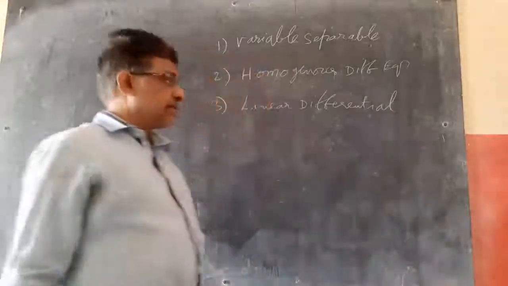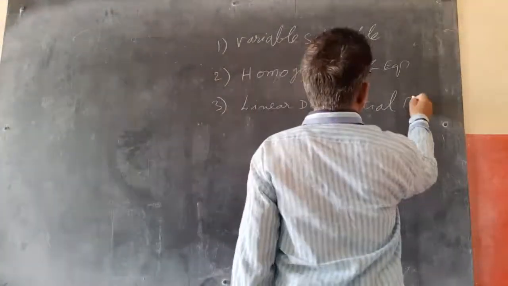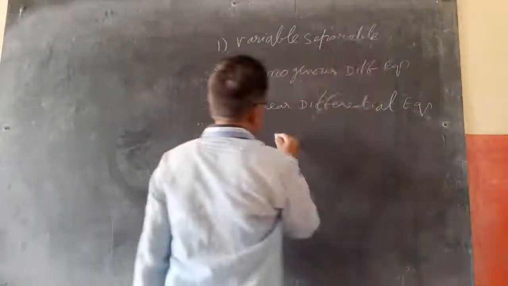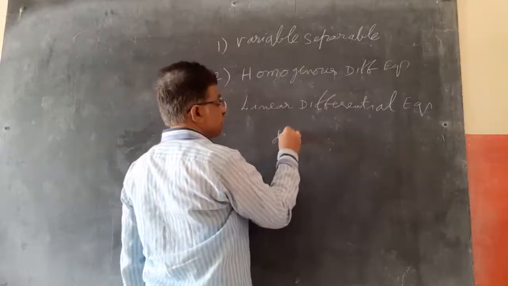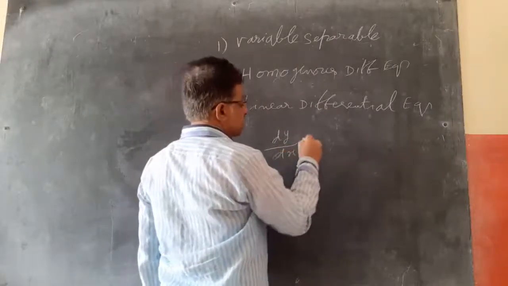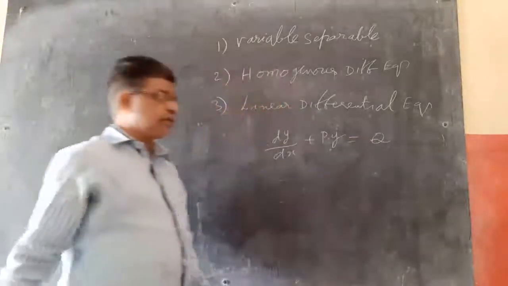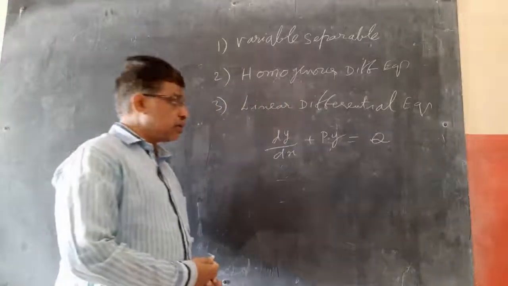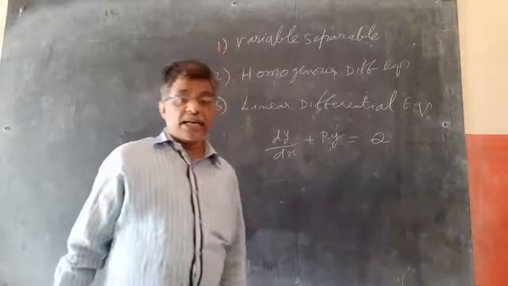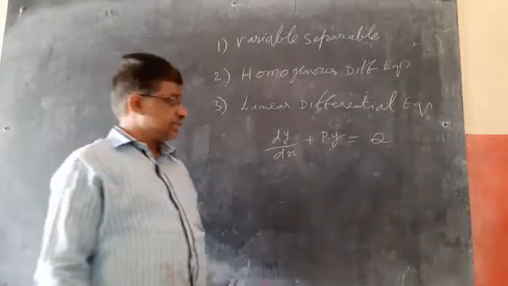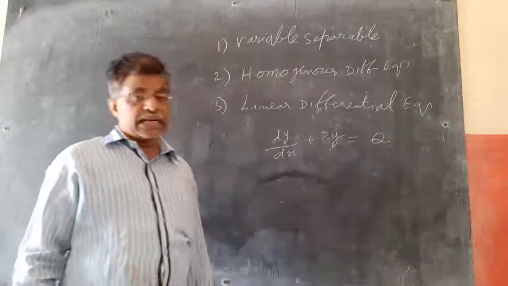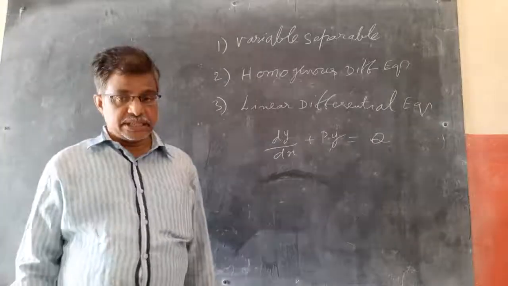Linear differential equation. What is a linear differential equation? It means an equation of the type dy by dx plus py equal to q, where p and q are functions in x. Such types of equations are called linear differential equations.